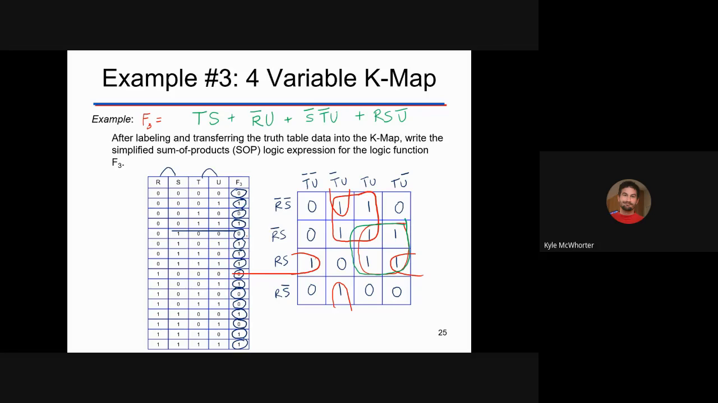Imagine if you had started by writing out all 1, 2, 3, 4, 5, 6, 7, 8, 9 four-term minterms, and then simplifying, right? The first one would have been not R, not S, not T, U. And then the second one would be not R, not S, T, U. And you'd have 9 of those and then have to do a bunch of algebra. So I'd much rather do this.